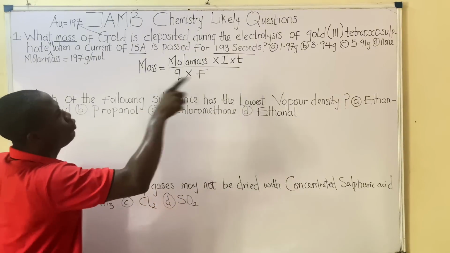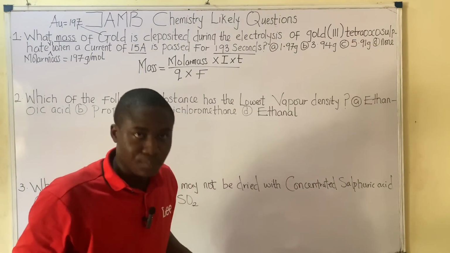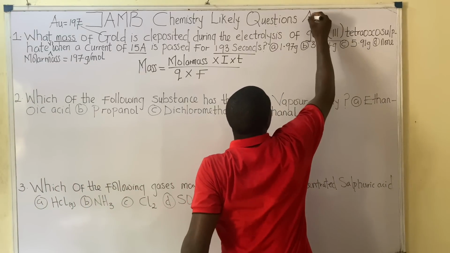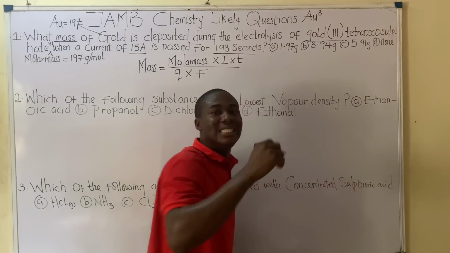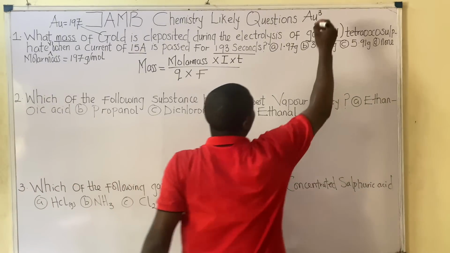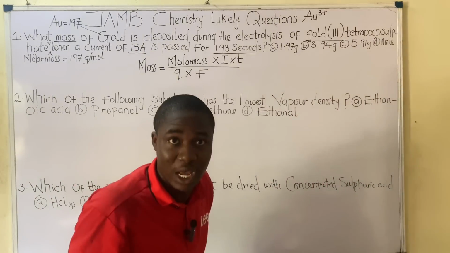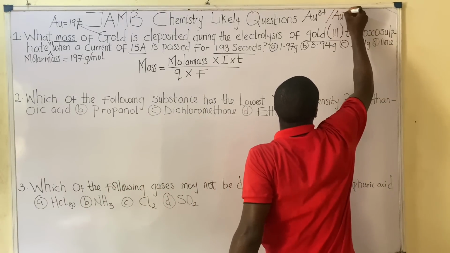Is deposited during the electrolysis of gold 3. Now, because I'm going to talk more on this gold 3, note this. Remember I said that the symbol for gold is Au. And what did they say? Gold 3. Gold is a positively charged element. Do you understand? So they said gold 3, so it's going to be Au 3 plus. If they had said gold 1, I would say Au plus 1.